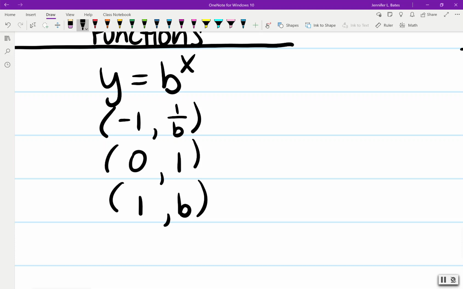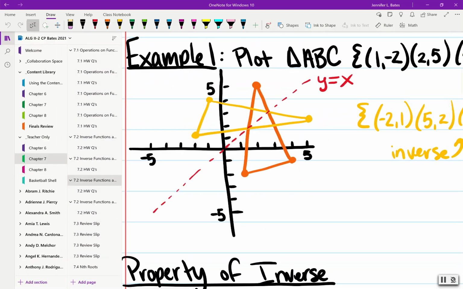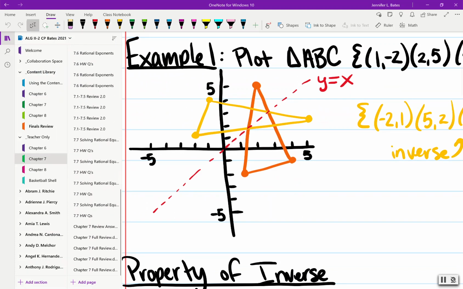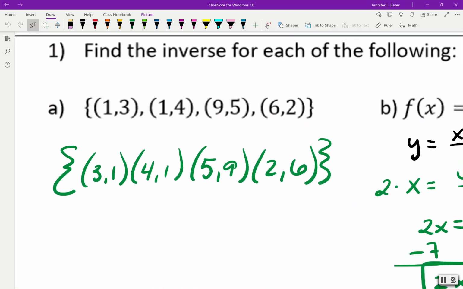Well, let's think. So you stay where you are. I'm going to go back into chapter 7, and I'm going to go all the way down to the review. And let's take a look. So in chapter 7, we said find the inverse for each of the following. And we were given a list of points. So we were given (1, 3), (1, 4), (9, 5), and (6, 2). To find the inverse of those points, what did we do with the x and the y value? We just flip them, right? So to find the inverse of a set of points, we're just going to flip x and y.